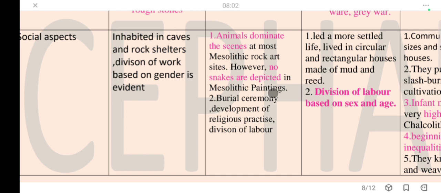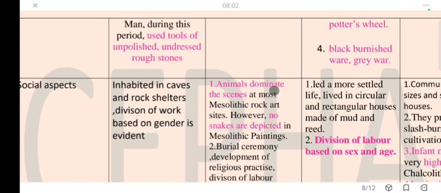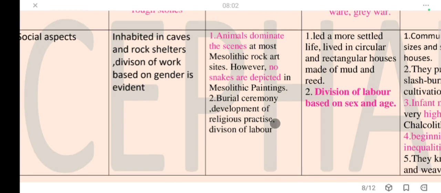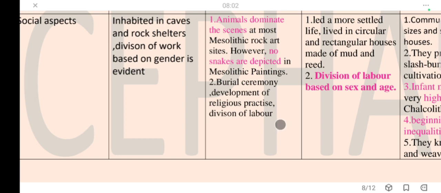Next, in the Mesolithic age, animals dominate the scene in most Mesolithic rock art. You can see Bhimbetka also, which is one of the Mesolithic rock arts. However, no snakes are depicted in Mesolithic paintings. Remember, no snakes. Burial ceremony is there. Mesolithic people buried dogs or pets along with their masters, so that they would also meet in the heaven. Religious practice and division of labor are also there.